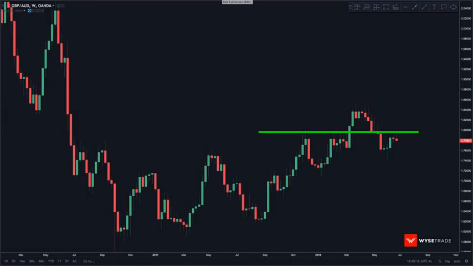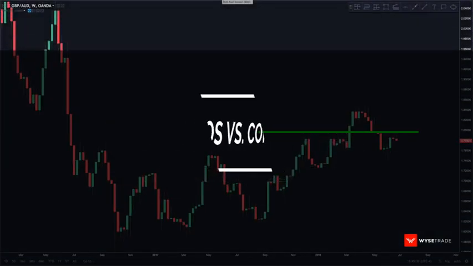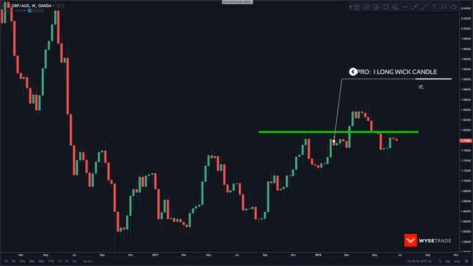Here's the Pound Aussie. So you notice price come up, hit, and then change directions, making this a level of resistance. Now, as price comes up again, you notice this long wick candle with a bearish body and think to yourself, this could be a great short trade. Now, this is where we qualify a trade to weigh its pros against its cons. Starting with the pros, we have one decent long wick candle rejecting resistance, and that's about it.